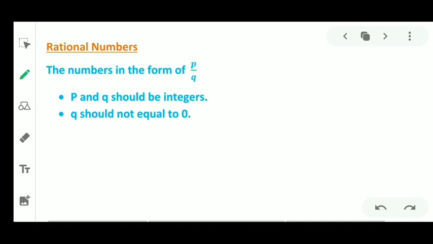The numbers in the form of P by Q, where P is numerator and Q is denominator. But there are some conditions you have to know. Condition number 1 is P and Q should be integers. Condition 2, Q should not be equal to 0.